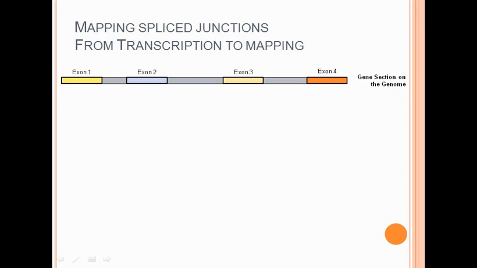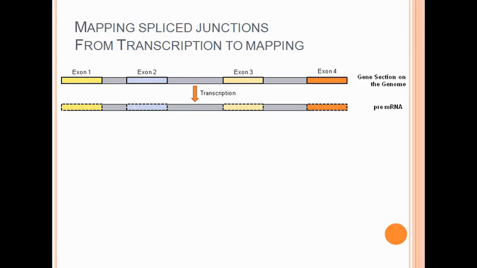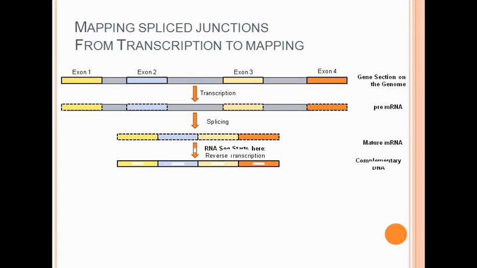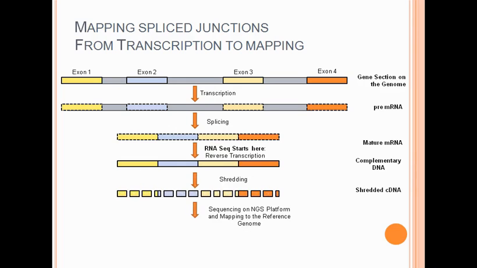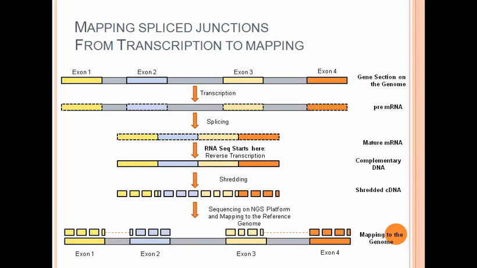We'll first summarize the overall process. So we have a gene say with 4 exons, which is transcribed into a pre-mRNA, which is then spliced out into a mature mRNA. This is where the RNA-seq process kicks in. It first reverse transcribes the mature mRNA into cDNA. The cDNA is then shredded into sizes that can be sequenced on an NGS platform. Now the shredded cDNA is then mapped to the reference genome, and it is this mapping that reveals the transcriptome to us.